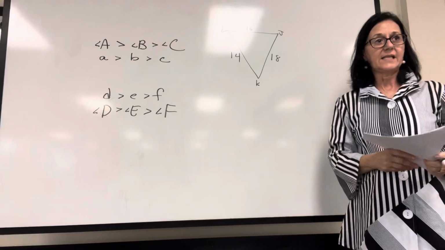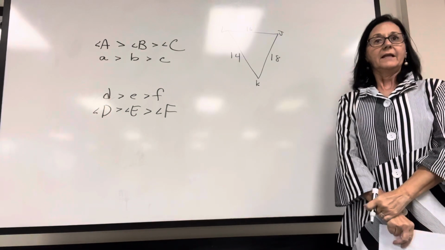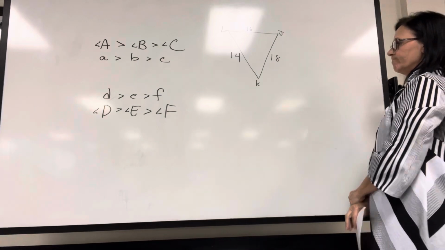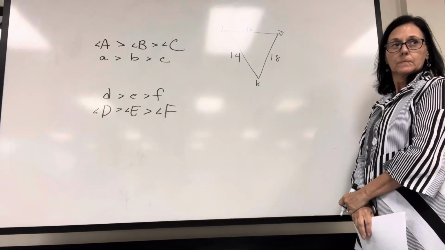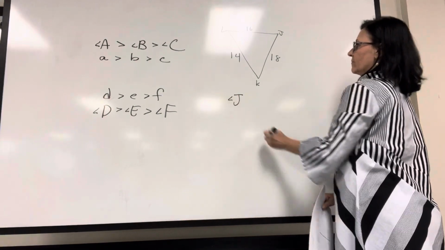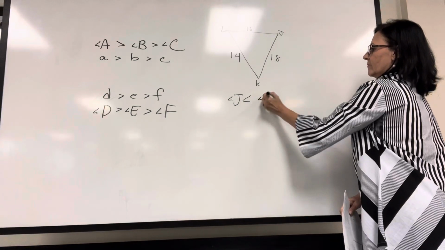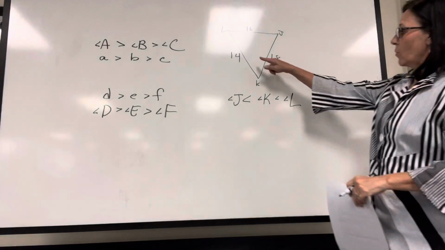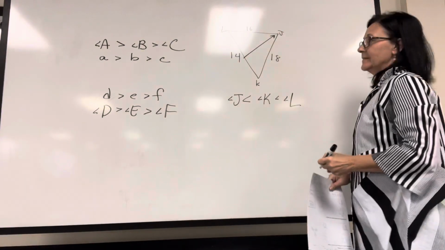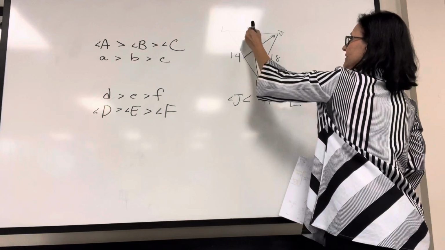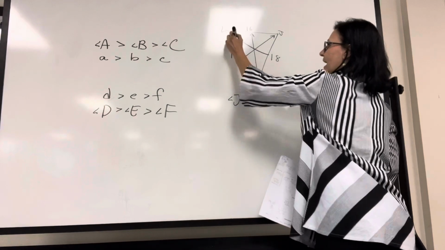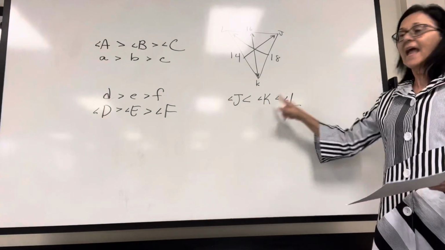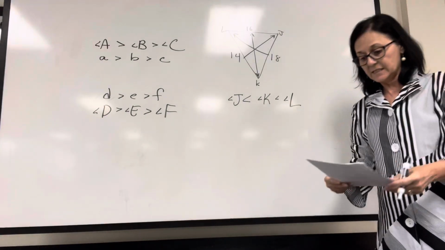Let's write an inequality for these angles. Somebody give me an inequality for these angles. Go ahead, Landry. Angle J is less than angle K, which is less than angle L. Yes. All right, so what's the smallest angle? J. J is less than K, is less than L. Make sense? So we could say J is less than K, we could say J is less than L, we could say K is less than L. Make sense?